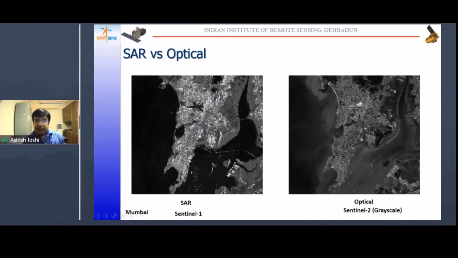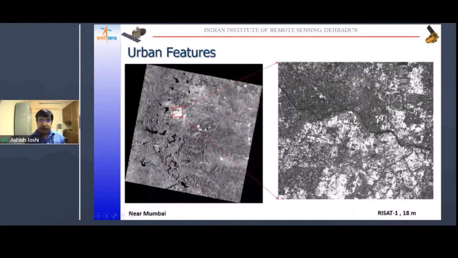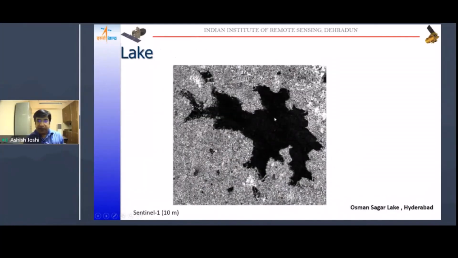Okay, so this is the SAR satellite image. This is the optical satellite image of the same area. So you can see these urban features are showing brighter returns here. This is the image of RISAT-1, of 18 meter. So you can see these urban features brighter near the Mumbai area. You can see the lake, showing as bright and darker tones.